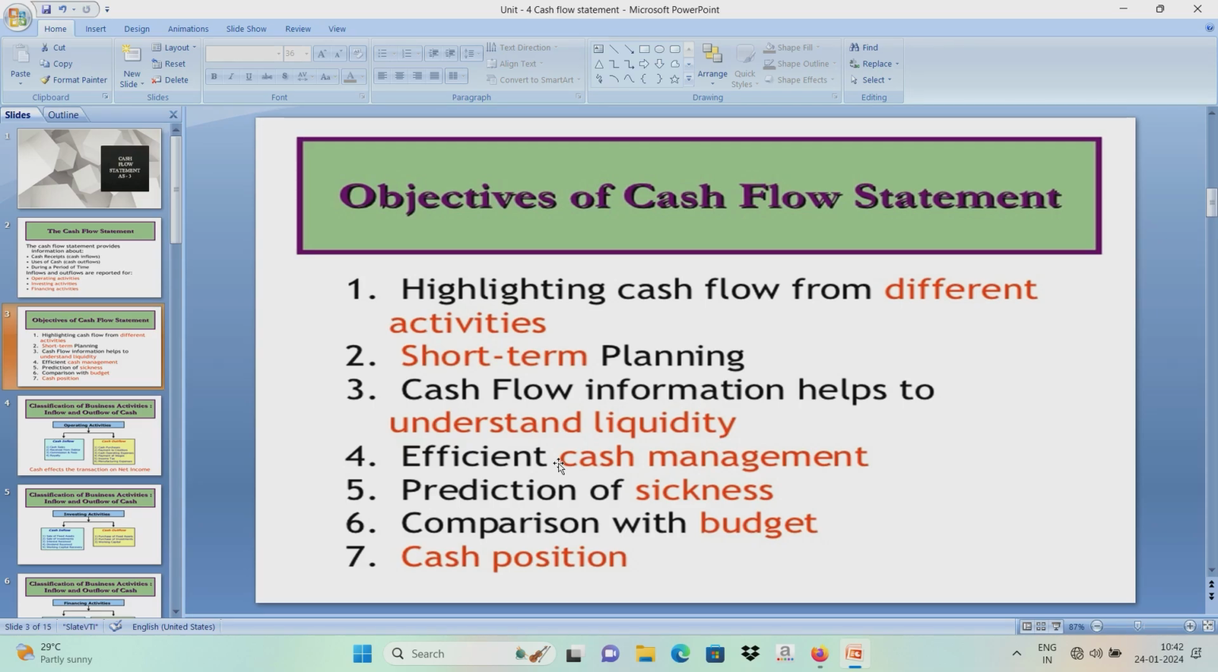In case of any sickness in the organization or shortage of cash, we can predict the availability of cash in hand. This is also highly helpful for budget preparation, and we can know the cash position in an organization. So these are the objectives related to the cash flow statement.